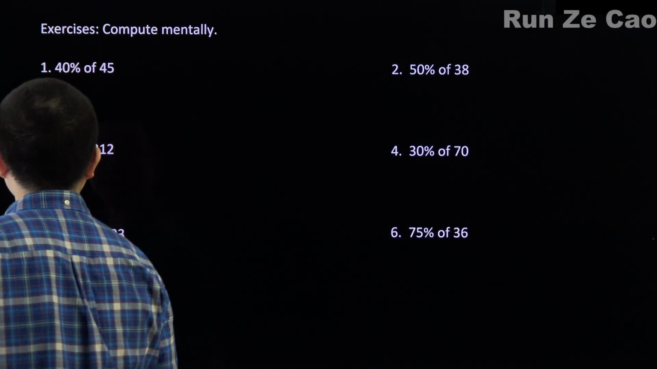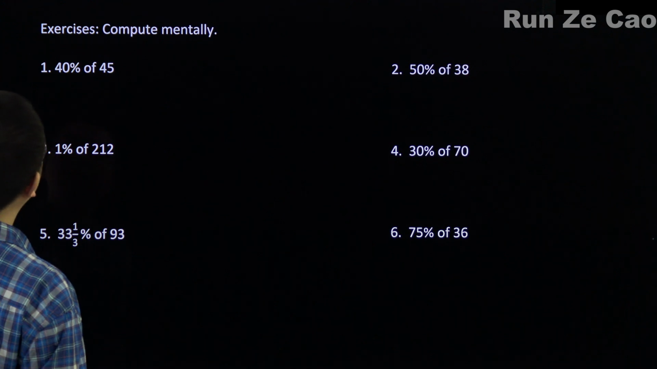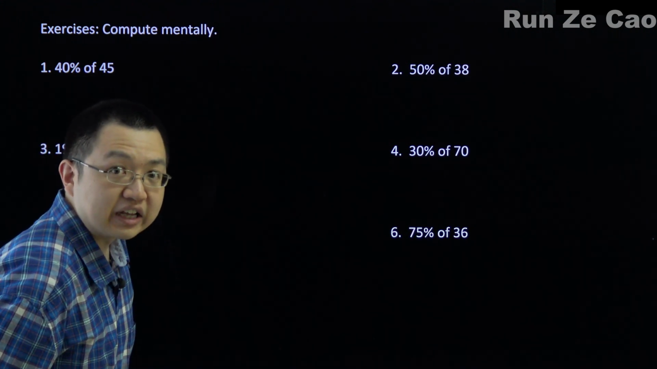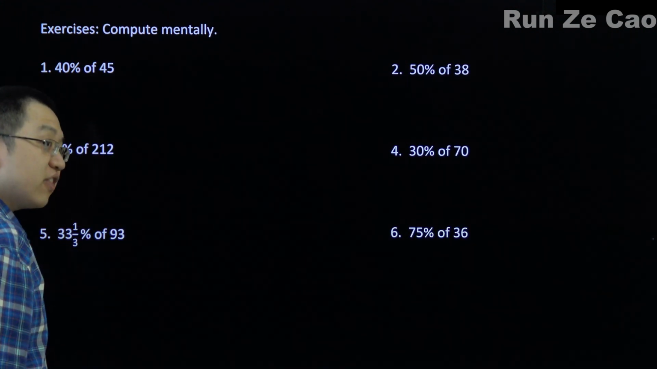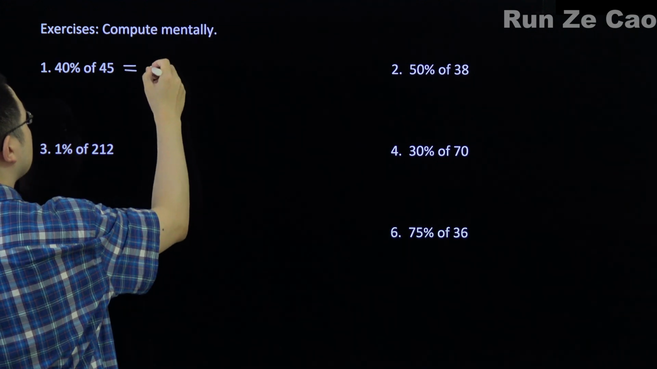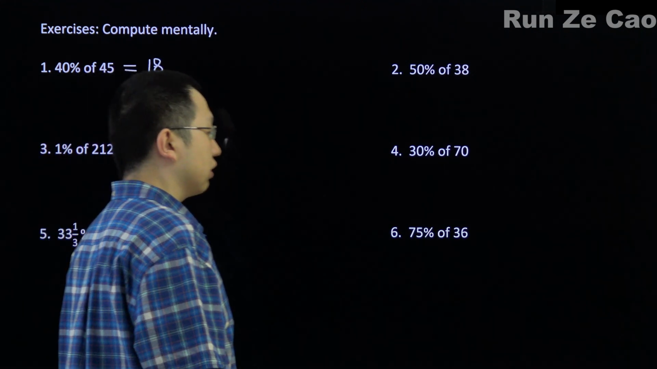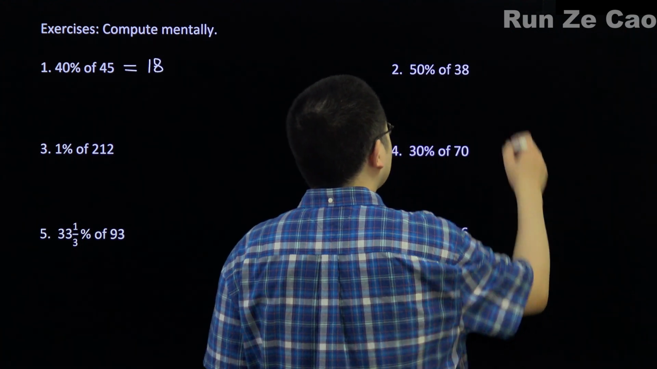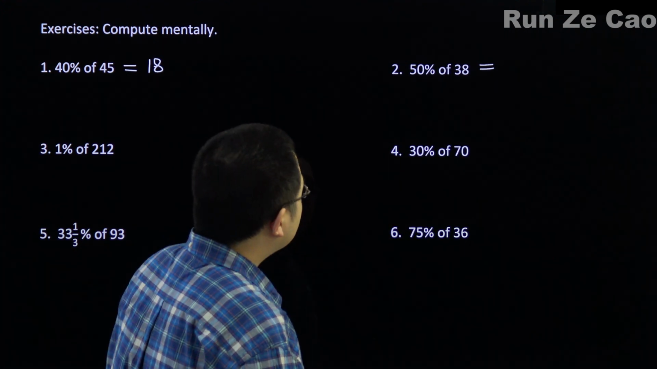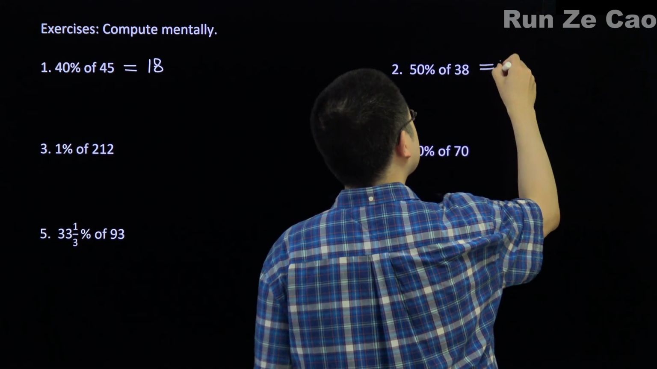Let's do some exercises. Compute mentally. 40% of 45. Well, that's 40% times 45. What's 40%? Oh, it's 2/5. What's 1/5 of 45? 45 divided by 5 is 9. So 2/5 is going to be 2 times 9. So we're looking at 2 by 9 equals 18. Yeah, we're just going to equal straight off of the word expression, guys. Save ourselves some time and less of you staring at me scribbling on the board. 50% of 38. 50% is 1/2. So half of 38 is 19.